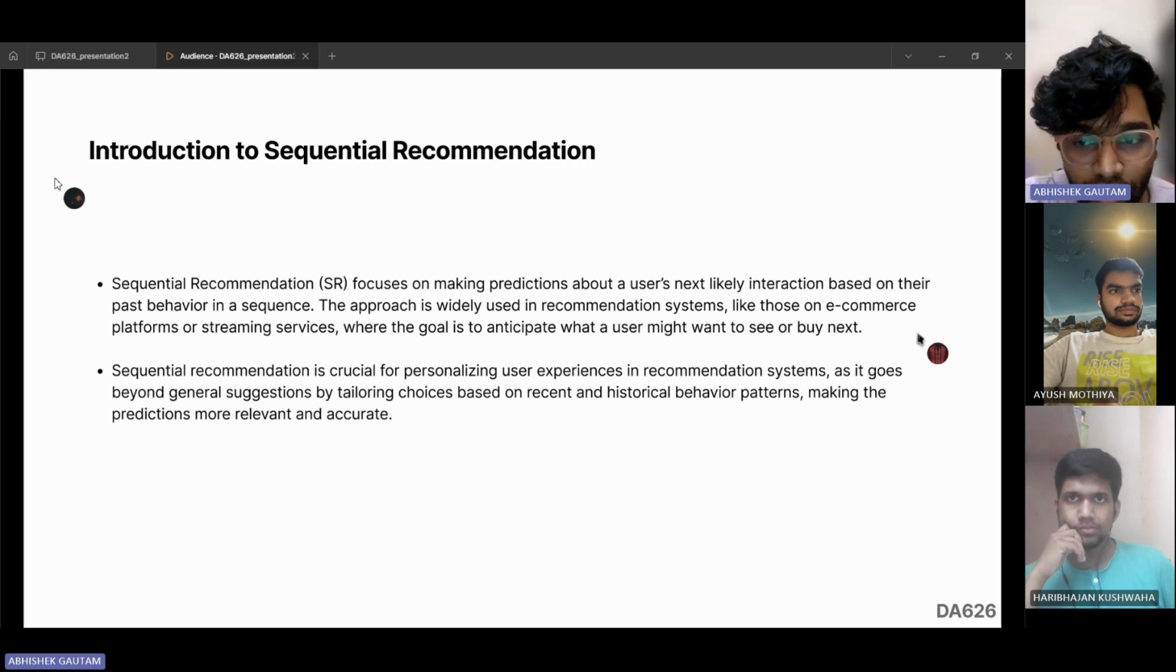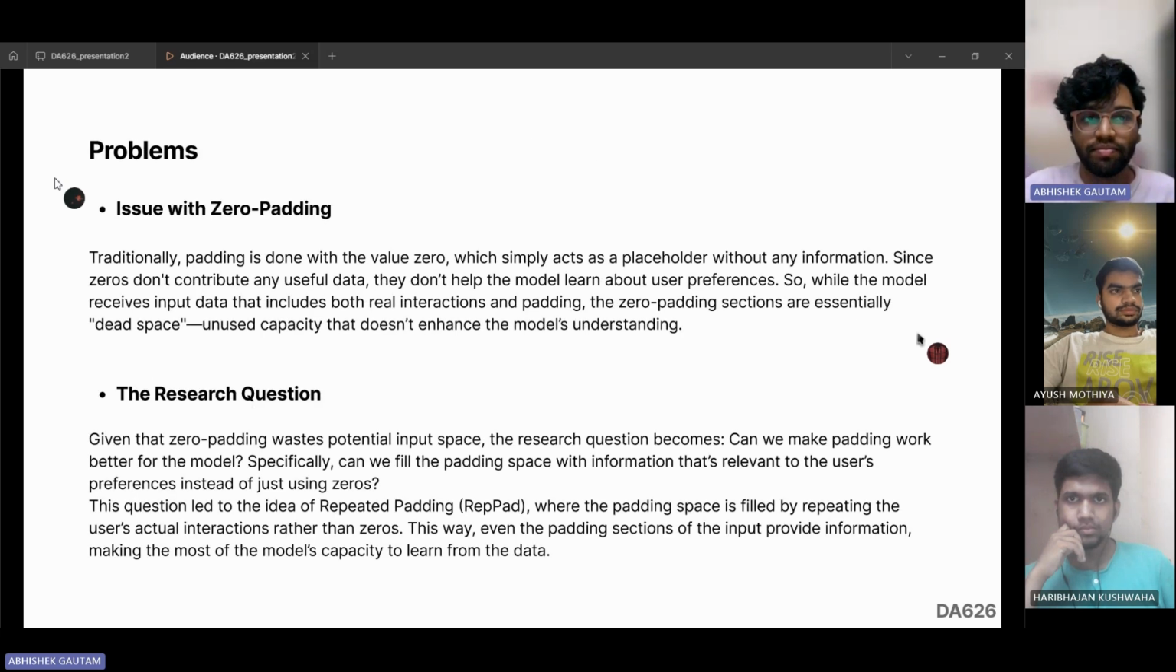So, as you can see, sequential recommendation is crucial in making recommendations that feel more intuitive and aligned with what users truly want, creating a more dynamic and satisfying experience. Let's move on to the next slide.